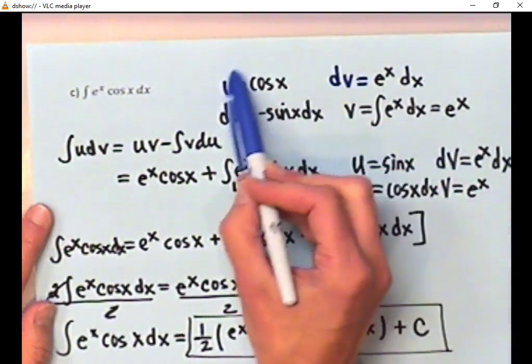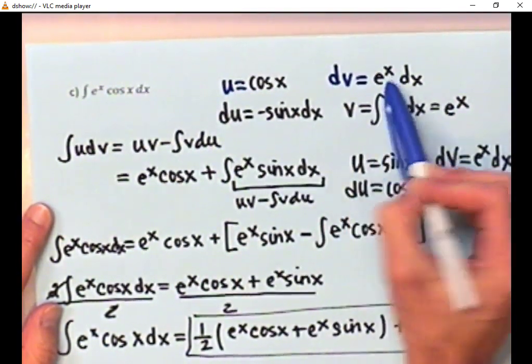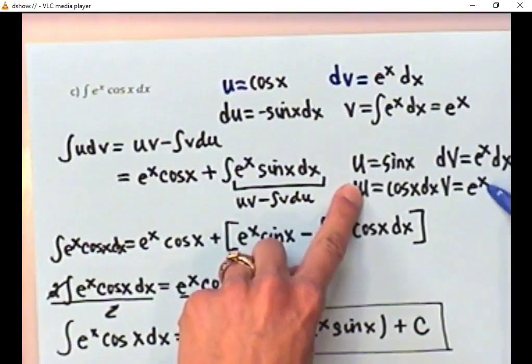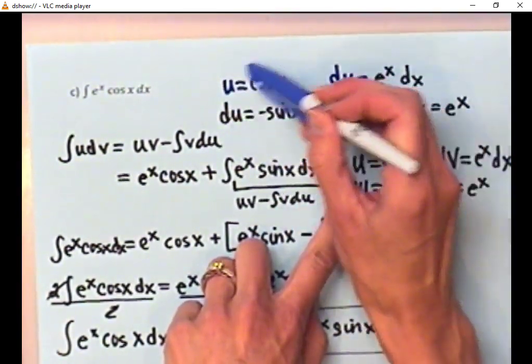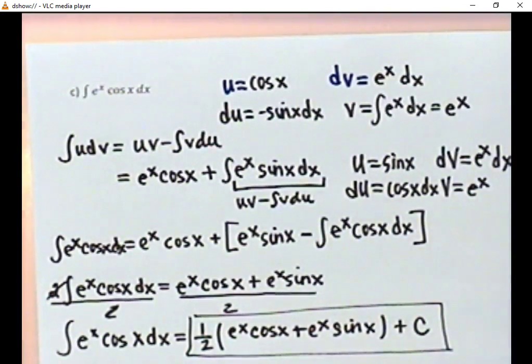Though I should mention, once you start choosing your u to be the trig function and the dv to be e to the x, you shouldn't switch the second time. So if you've already set these up here as u and dv, don't try to switch those the second time. That will lead you down another path that will not get you to the answer.